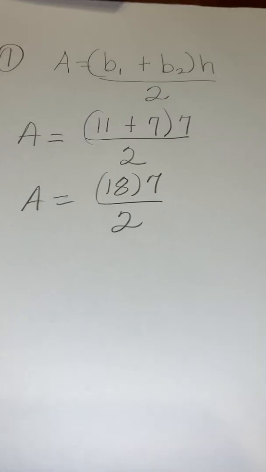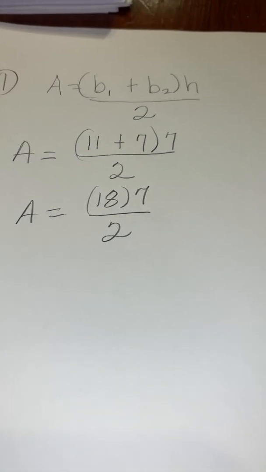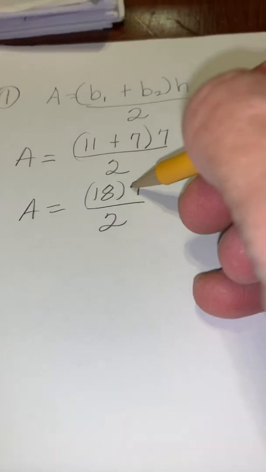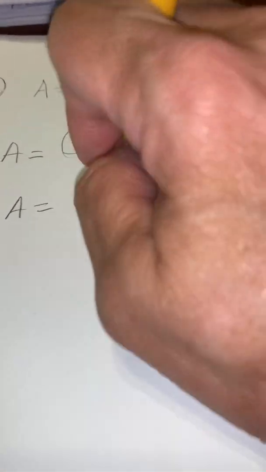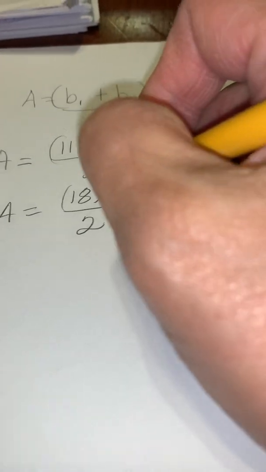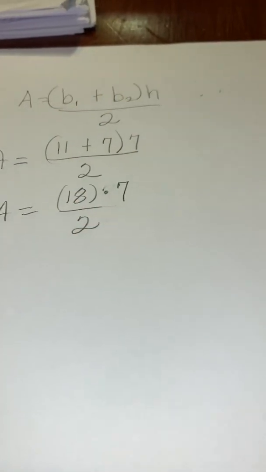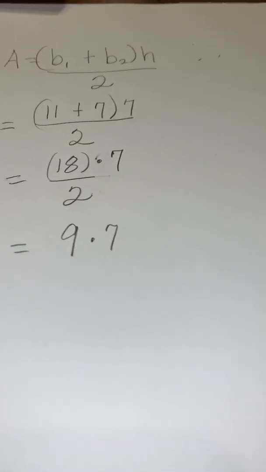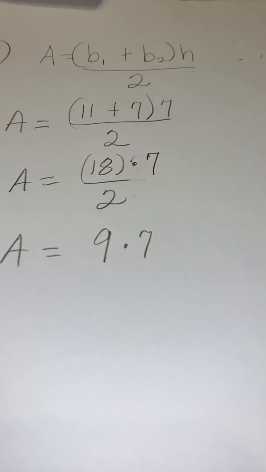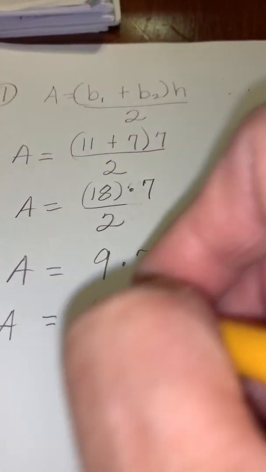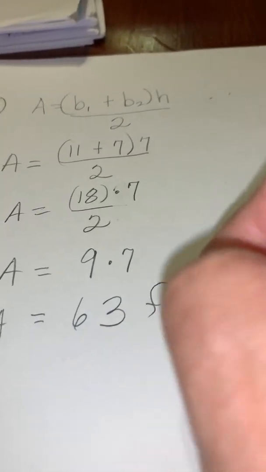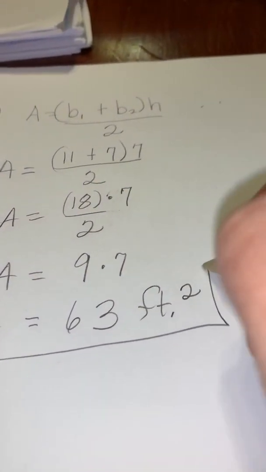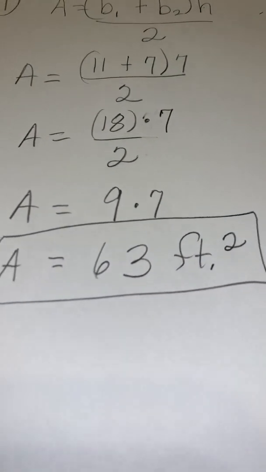So if I did this separately, if I just did 18 divided by 2, that would be 9. And then 9 times 7 would give me my answer. That would be a lot simpler than having to multiply 18 times 7 and then dividing whatever that number is by 2. And so then we would find that this answer would be 63, and it was feet, so it would be feet squared. Okay, so that's number 1.